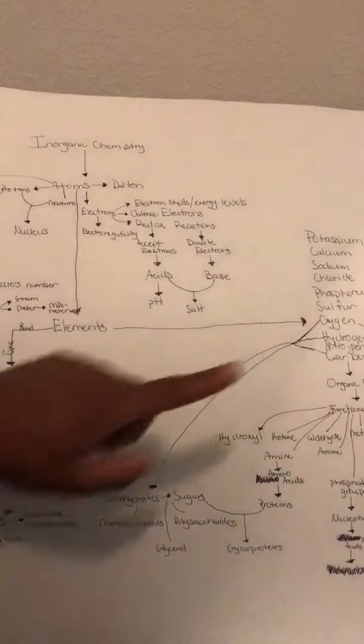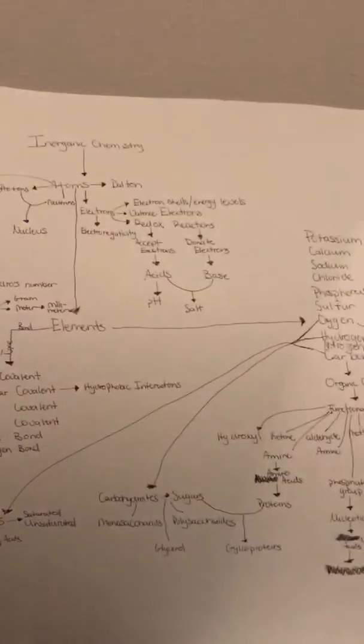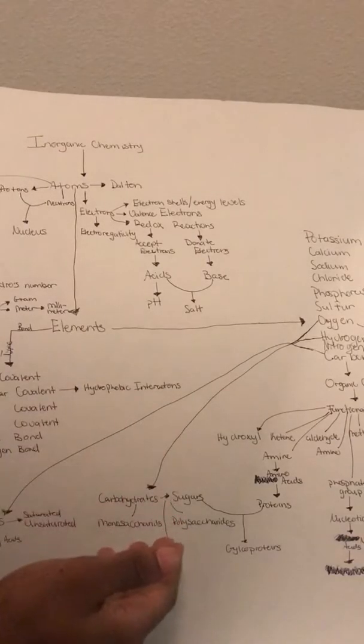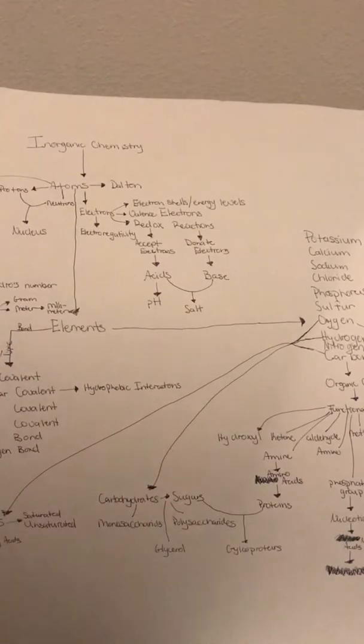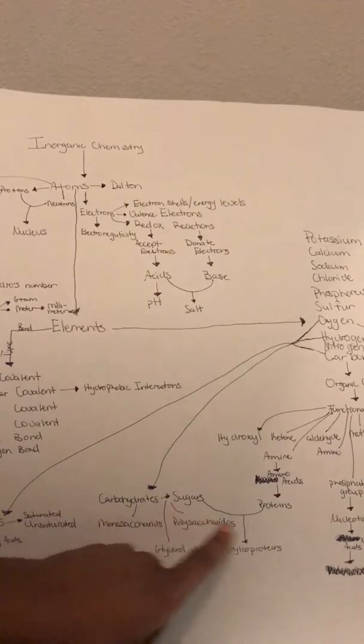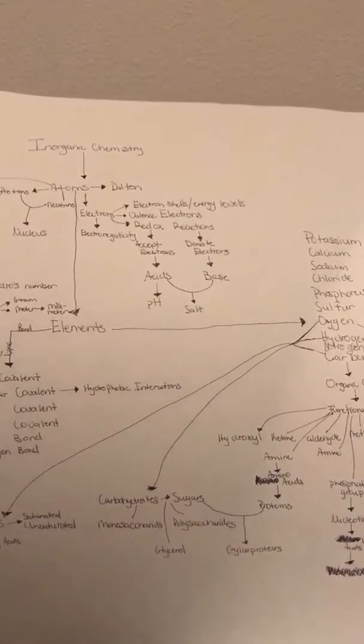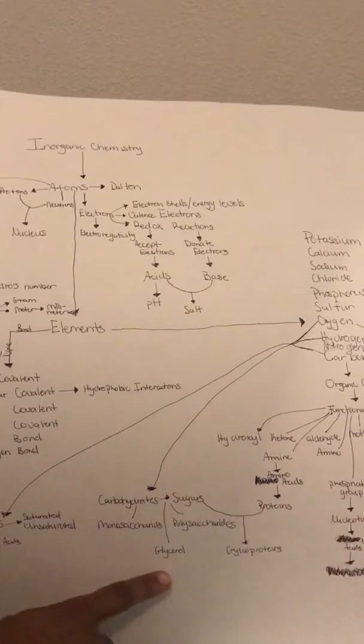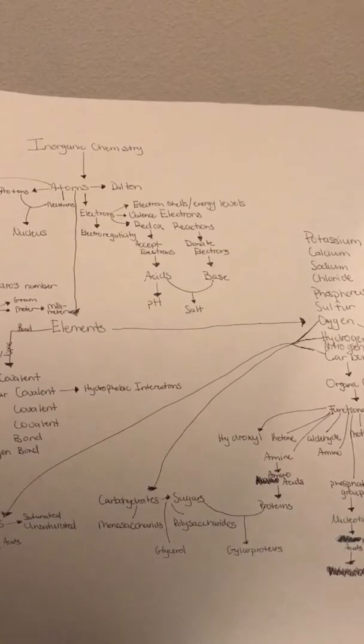Now, from the same carbon, hydrogen, and oxygen, we can get carbohydrates. Carbohydrates are just sugars. We have monosaccharides and polysaccharides. Monosaccharides are simple sugars, where polysaccharides are long sugar chains. And when you combine sugars and proteins, we get glycoproteins. Or when you combine sugars and alcohols, we get glycerol. And that's it.